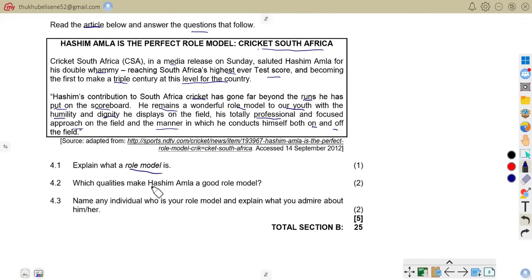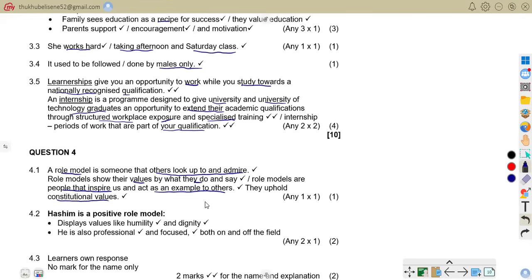Which qualities make Hashim Amla a good role model? So Hashim is a positive role model. He displays values like humility and dignity. He is also professional and focused both on and off the field. We were told that in our article.